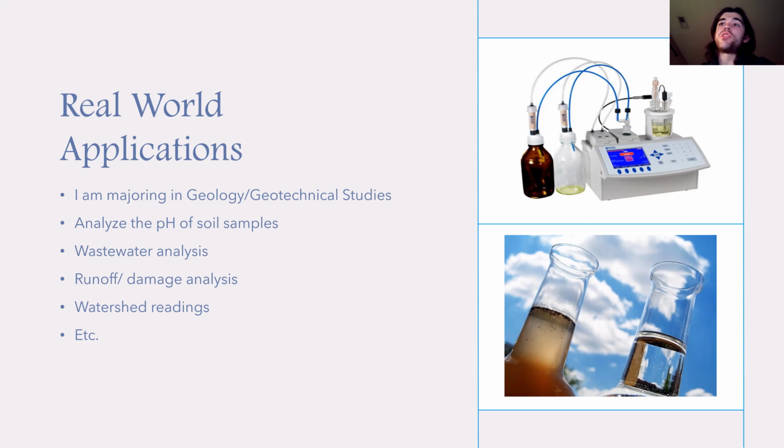We have runoff and damage analysis. Say there's a big oil spill or a gas station or a big factory down the way leaks or has some contamination that seeps into the ground. You can use the pH samples of soil to figure out how far it's spread, and use that to figure out how far it's going to spread over a period of time. And all that sort of stuff. pH samples are what we use for it.